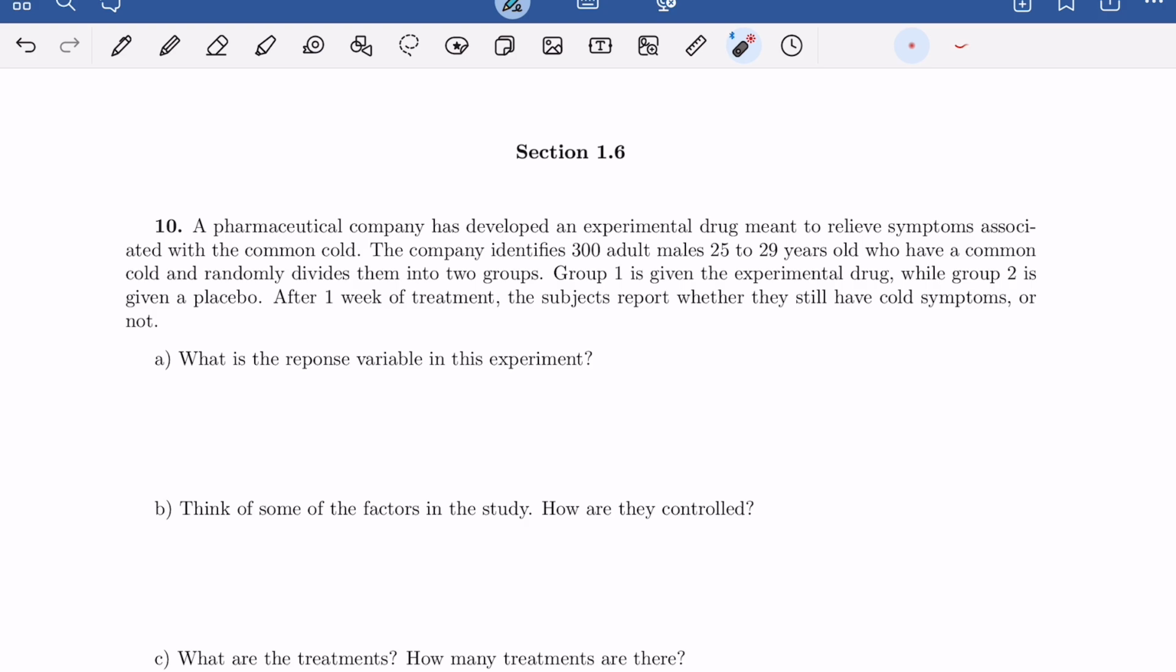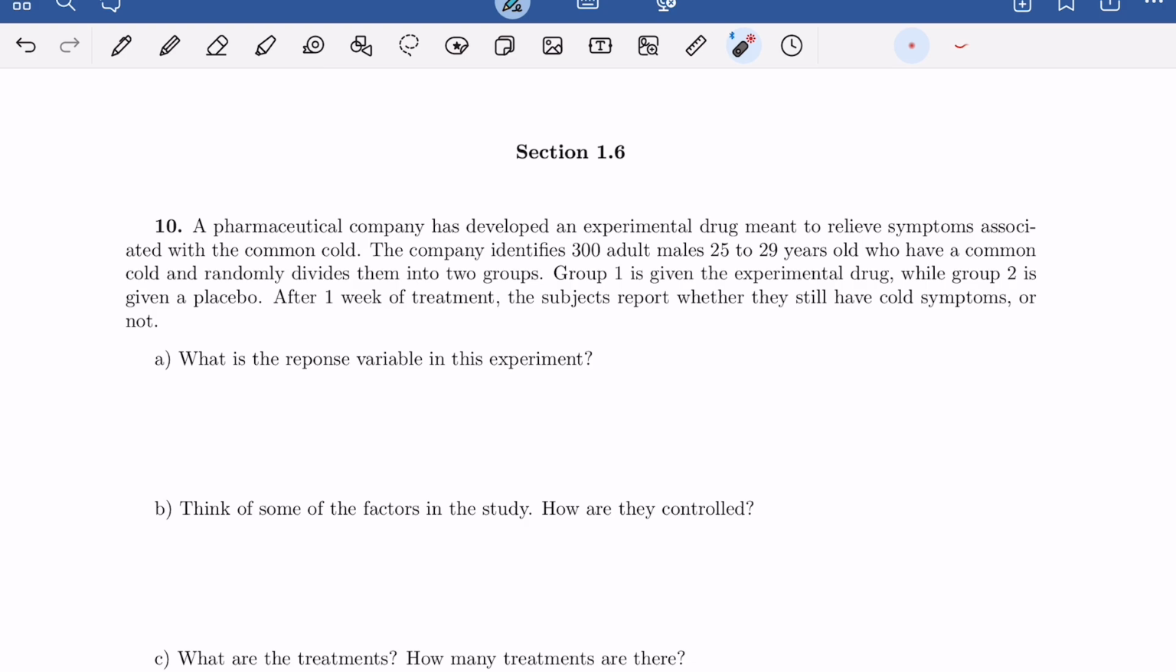So, a pharmaceutical company has developed an experimental drug meant to relieve symptoms associated with the common cold. So, the company identifies 300 adult males, 25 to 29 years old, who have a common cold and randomly divides them into two groups. So the first group is given the experimental drug, while the second group is given a placebo. So after 1 week of treatment, the subjects report whether they still have cold symptoms or not.